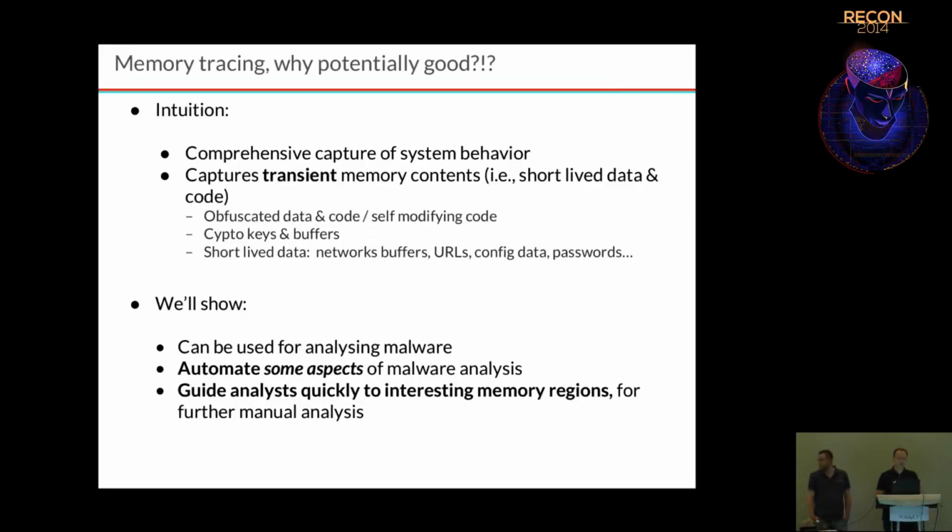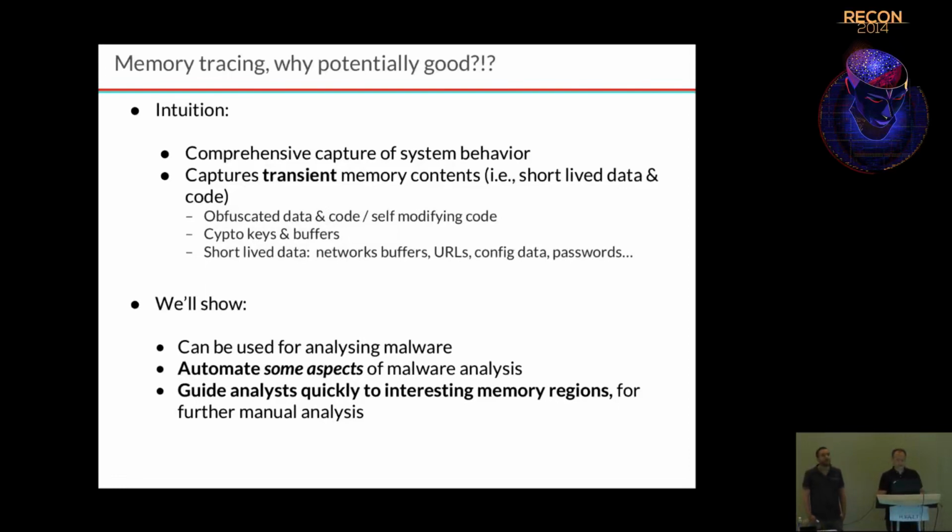And there's another motivation actually for doing that. There's lots of transient data in memory. I mean, be it obfuscated data or code which keeps changing at runtime. There are certainly crypto keys and buffers which are also transient. Transient means short-lived, and other data. So the idea would be really to get that data.